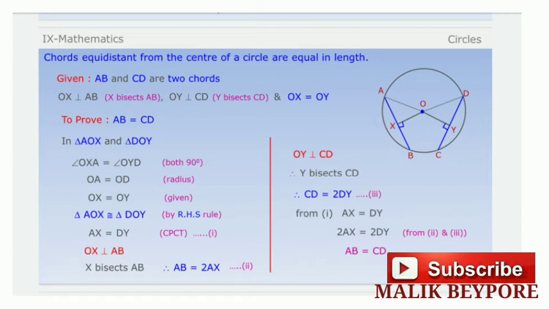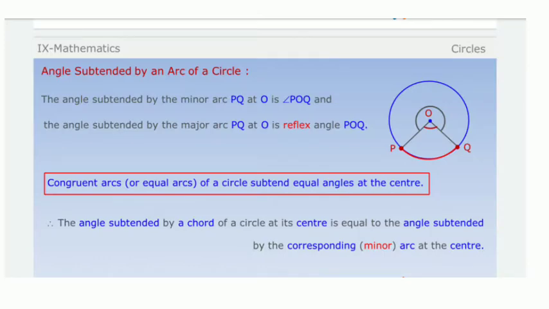From 1, we can say AX equal to DY. Multiply on both sides by 2, so we get 2AX is equal to 2DY. That is, 2AX means AB and 2DY means CD. That's equal to AB equal to CD. Hence the theorem. The next one, angle subtended by an arc of a circle.